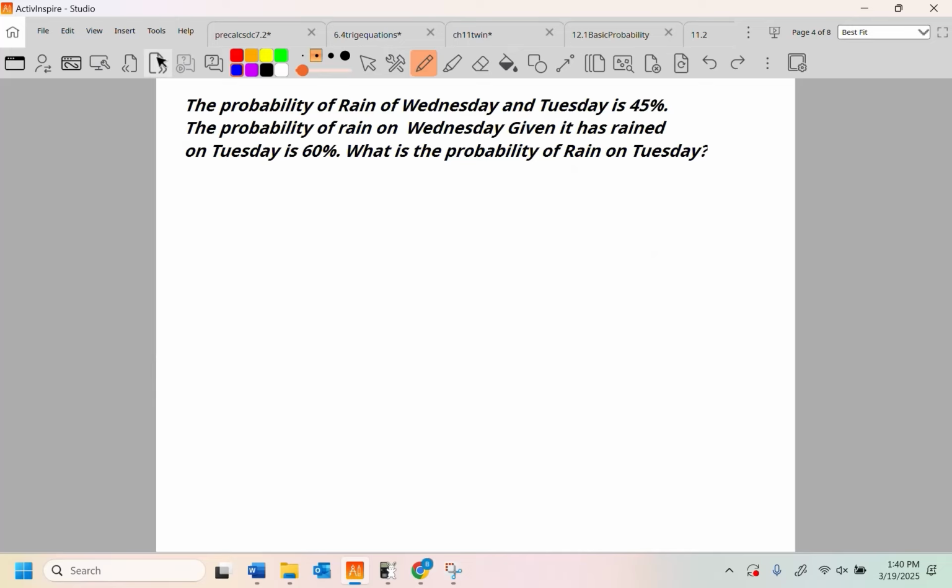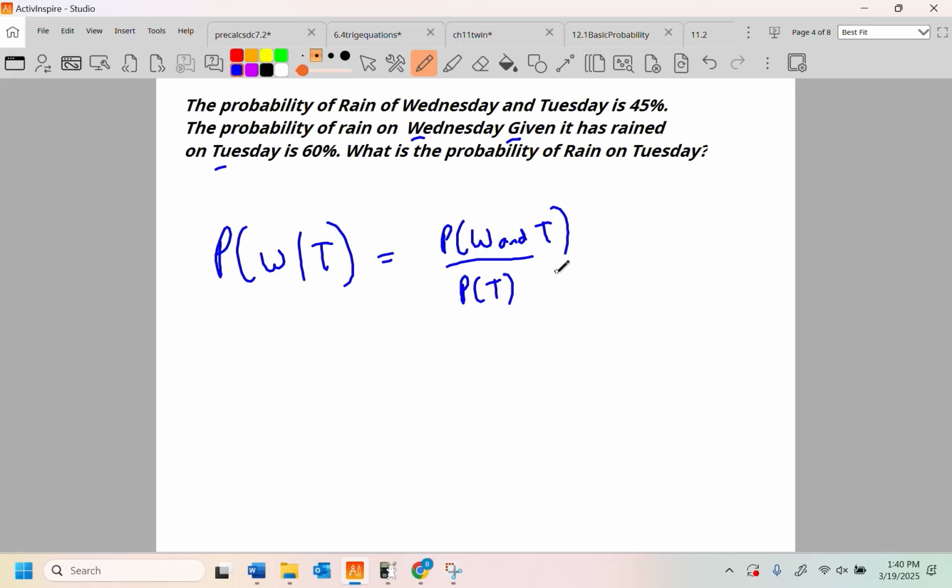All right, so let's set this one up. We're talking about Wednesday and Tuesday, and I have something that says the probability of rain on Wednesday given it has rained on Tuesday. So this would be the probability of Wednesday given Tuesday. And I'm going to think about my setups. The bottom is Tuesday. That's the probability of Tuesday. The top is going to be the probability of Wednesday and Tuesday, and I'm going to feed a formula. That's all I'm going to do. I'm going to feed this thing some numbers.